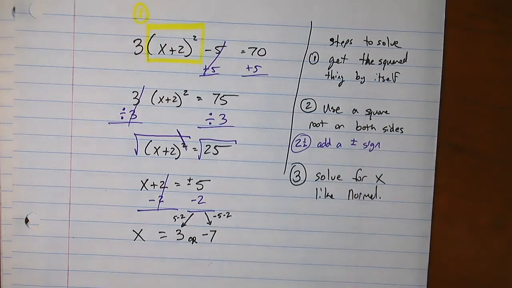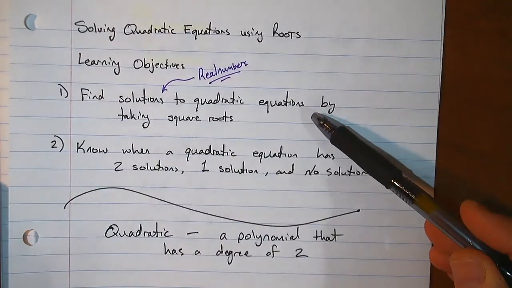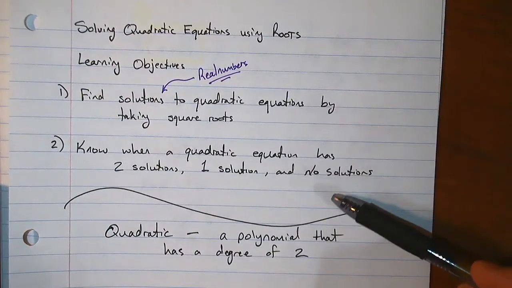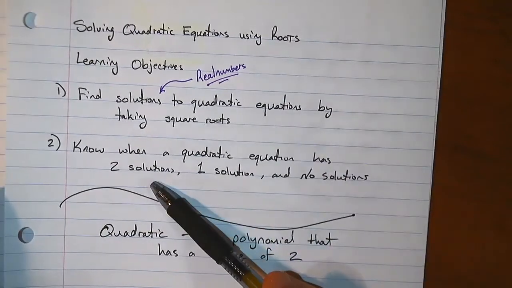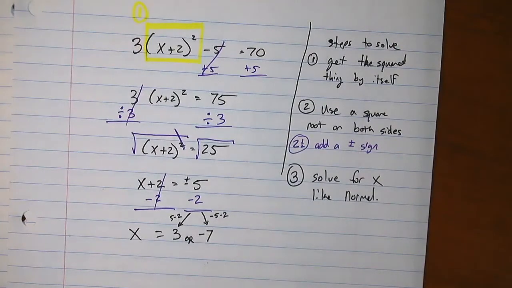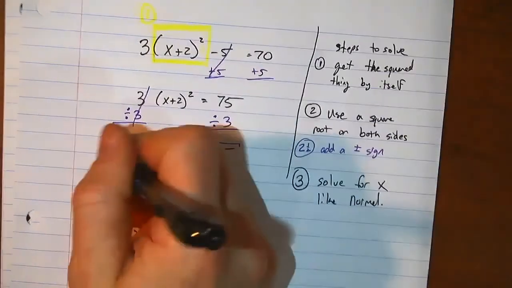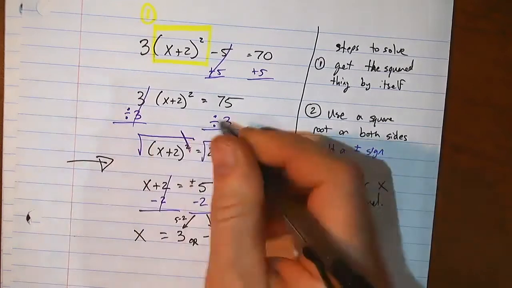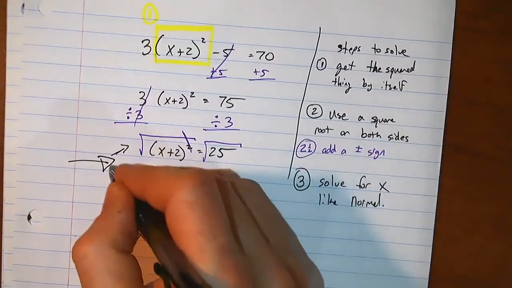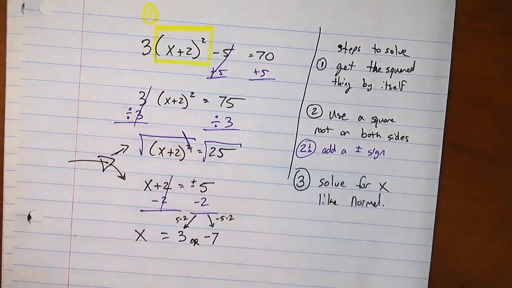But there was another learning objective. Being able to solve these, that's one learning objective. But the other learning objective was to know when there are two solutions, one solution, or no solution. And that is going to happen right at this step right here. On these two steps, if you don't catch it on one, you'll catch it on the other. But those two steps right there, that's what's going to decide if you have two solutions, no solutions, or one solution.